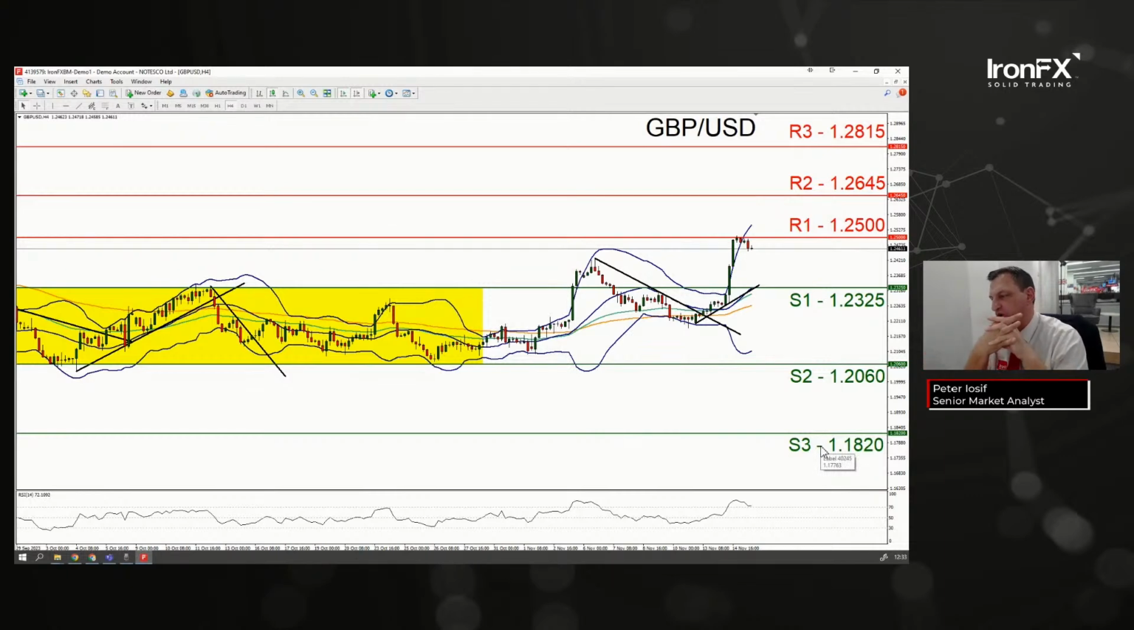Now for bearish outlook, that would be rather improbable, but it's still a possibility, and it should be covered. We would require for bearish outlook cable to drop below the S1 1.2325 and start aiming for the S2 1.2060.